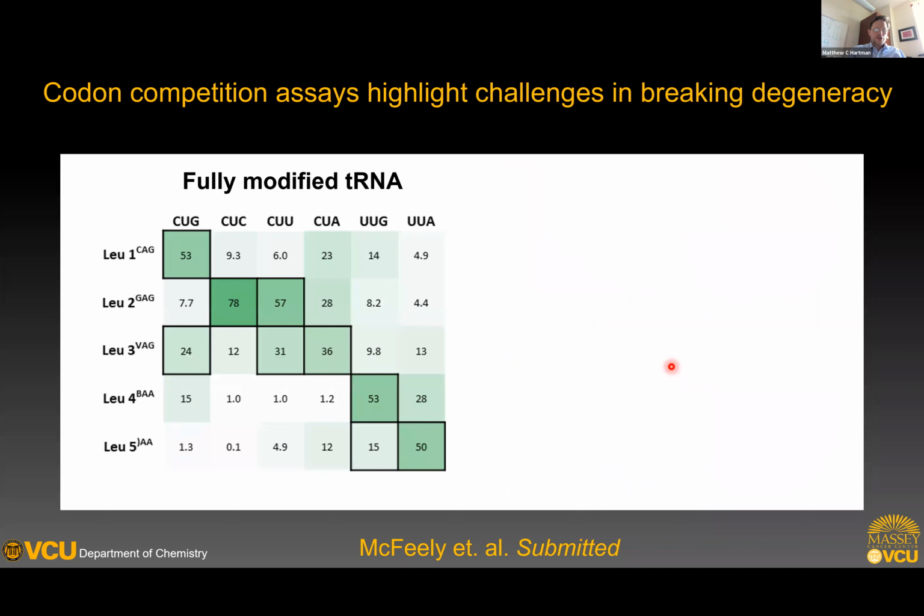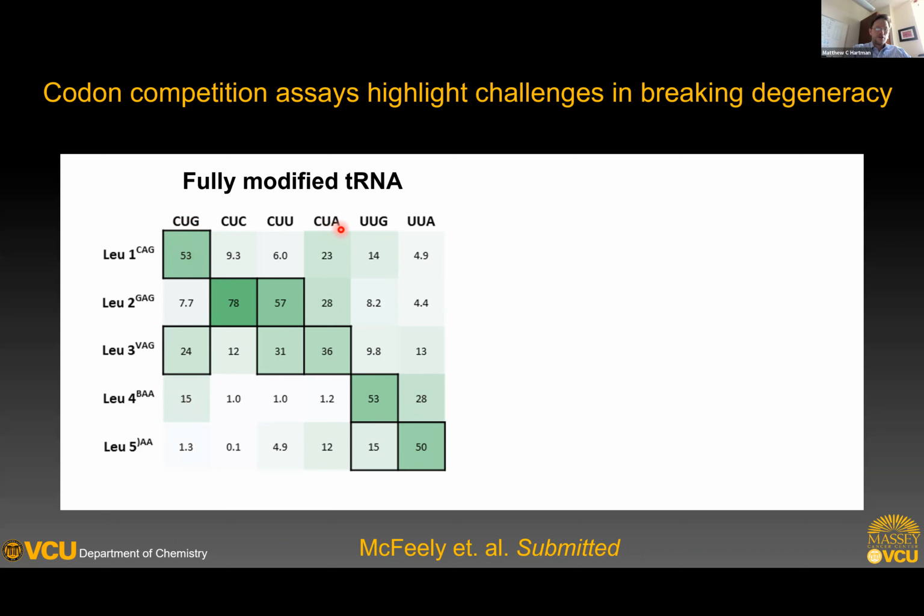And the situation was actually worse than we thought when we first started this project, because we looked at our fully modified tRNAs, and the black boxes are the things that have been reported in the literature to read. These tRNAs should be able to read those codons. And we see troubling trends if we're trying to break the sense of codon degeneracy. So the CUG codon, for example, is read 53% by this tRNA, 24% by this tRNA, and 15% by Leu4, which isn't even supposed to be able to read that codon.